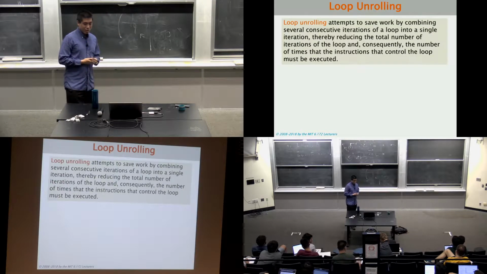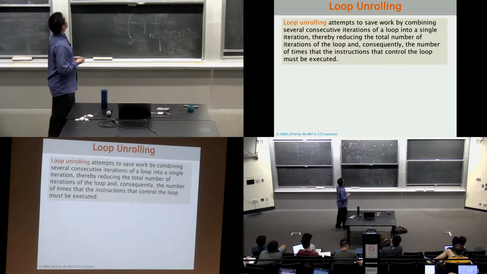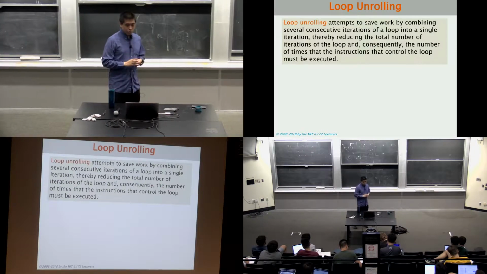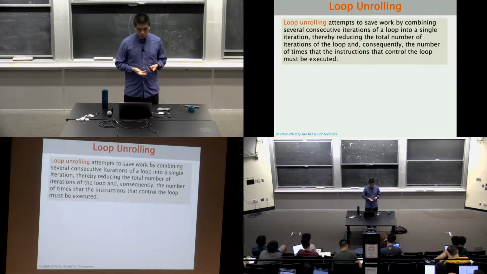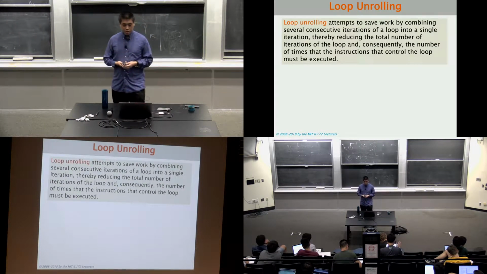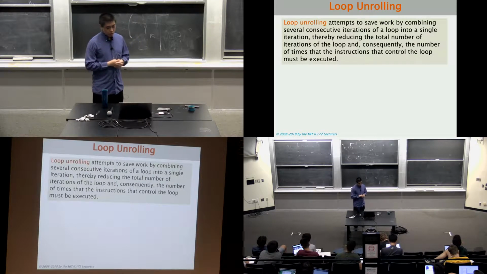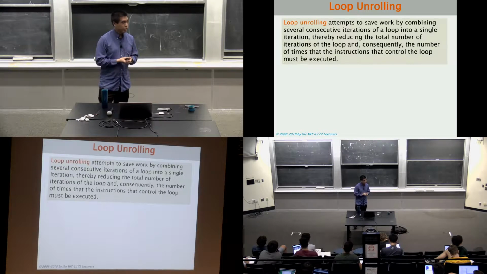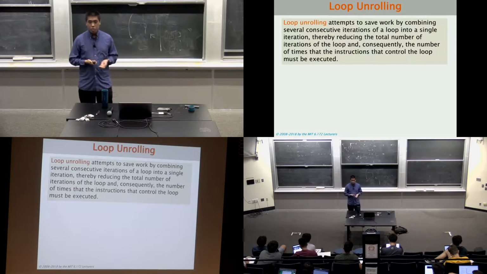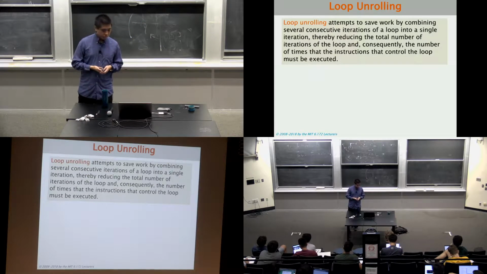OK. So next, loop unrolling. So loop unrolling attempts to save work by combining several consecutive iterations of a loop into a single iteration, thereby reducing the total number of iterations of the loop and consequently the number of times that the instructions that control the loop have to be executed.